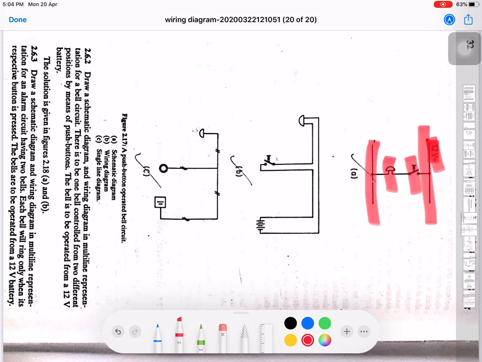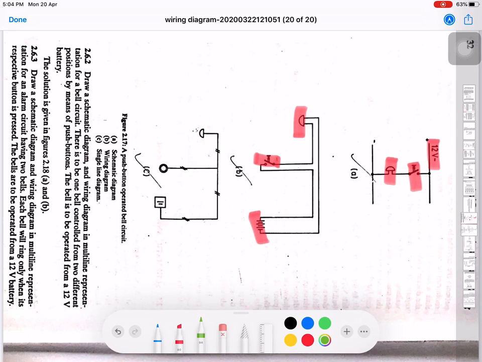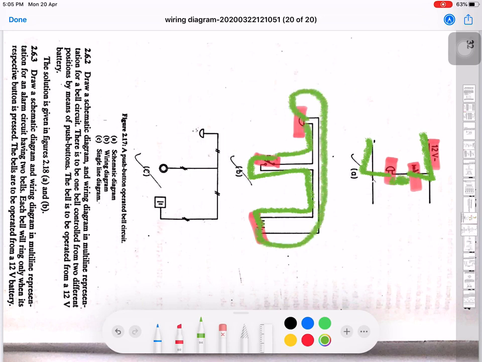Now figure B is the wiring diagram for figure A. Here this 12-volt battery is being replaced by this sign. This push button is represented over here and this bell is over here. The circuitry involves this positive section being connected with this push button and the negative one with the buzzer, and both the things are interlinked.